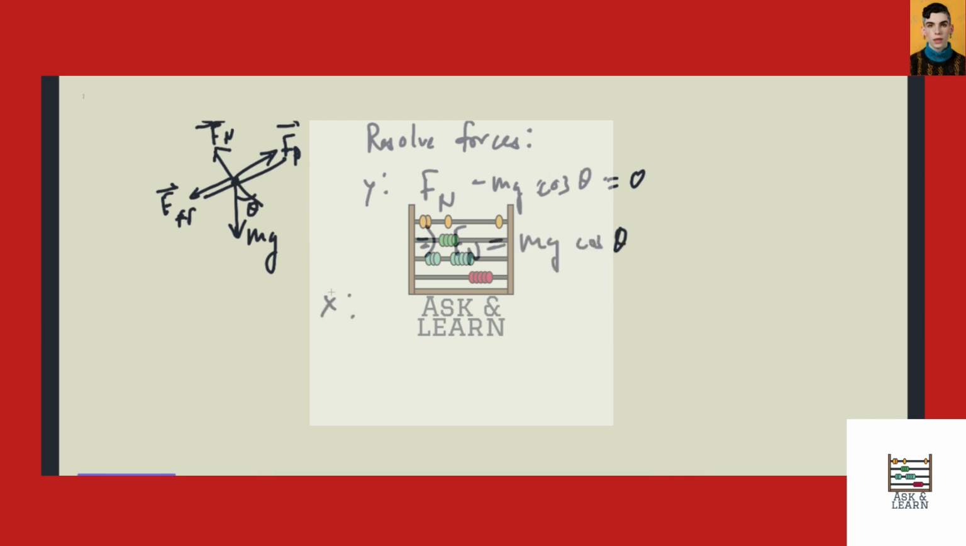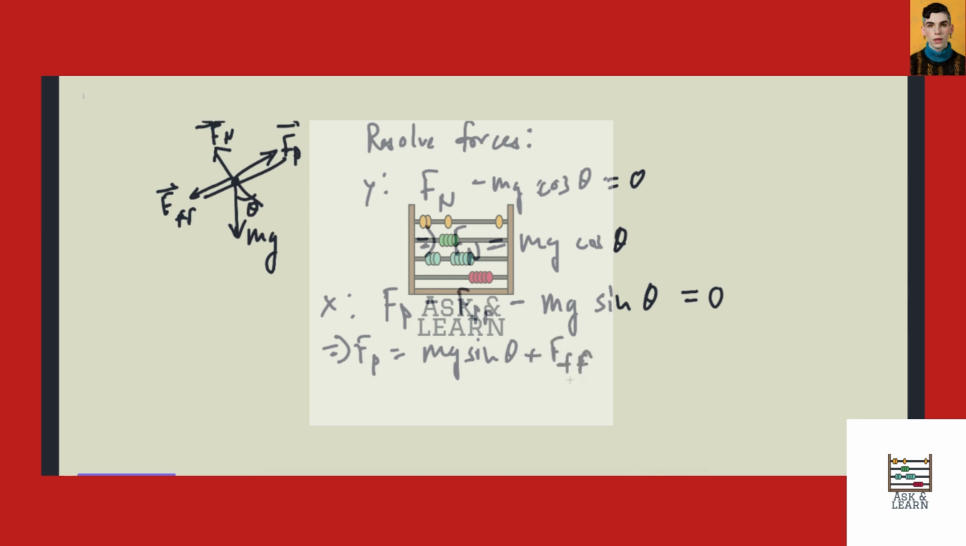In the x direction, you have three forces. You have F sub p acting in the positive x direction, minus F sub fr, the force of friction, minus the x component of gravity, which is mg sine theta, is equal to 0. So F sub p is mg sine theta plus the force of friction.